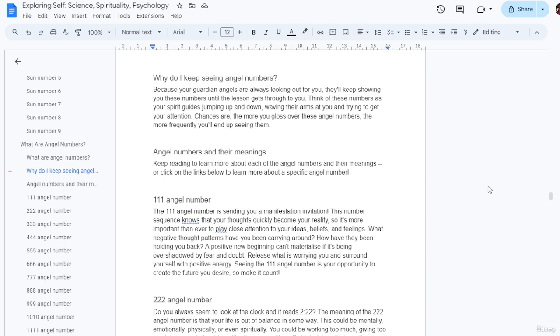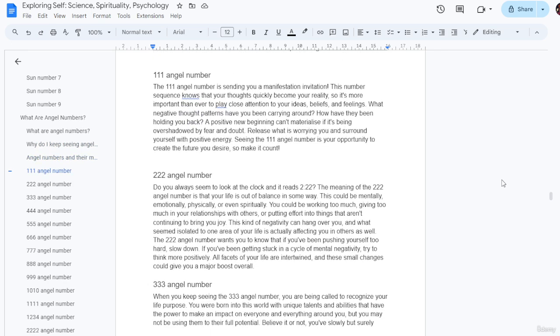I know that some people use the angel numbers to receive guidance or intuitive information, or some kind of flash of an idea intuitively. Some believe it, some not. It's up to you how you want to perceive it. For example, 111 angel number is sending you a manifestation invitation.